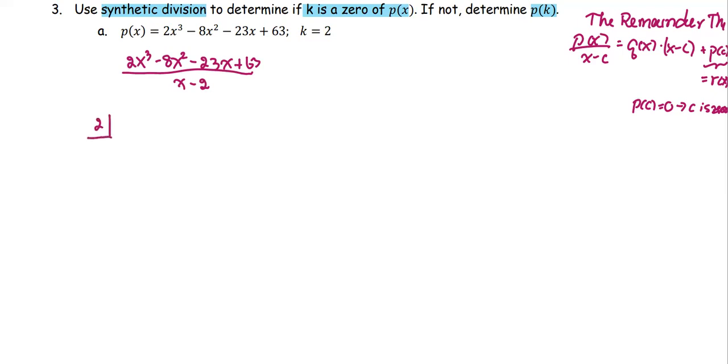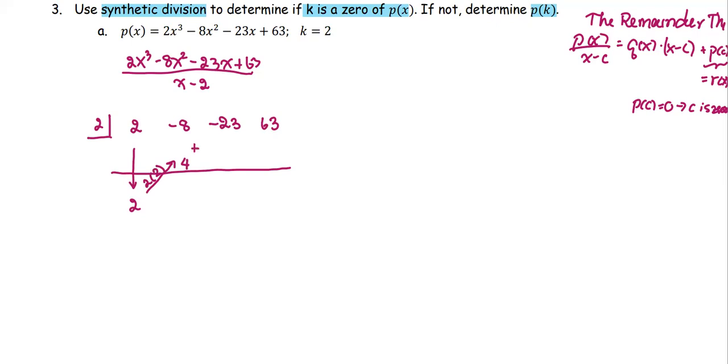The numerator, or dividend, is already in descending order. Power 3, power 2, power 1, power 0. We're gonna line them up like coefficient 2, coefficient negative 8, coefficient negative 23, and 63. Draw the line. First, bring down the leading coefficient 2, and after that, multiply 2 by the value k, or the c, to become 4.